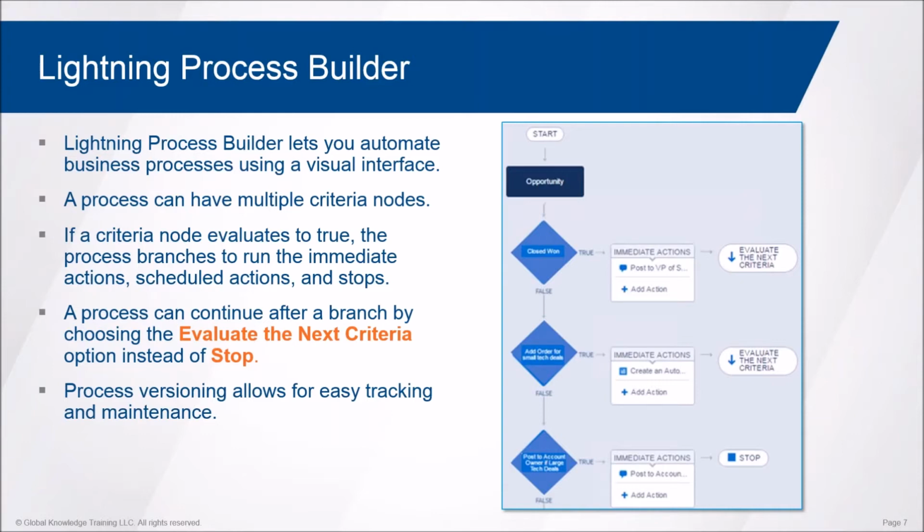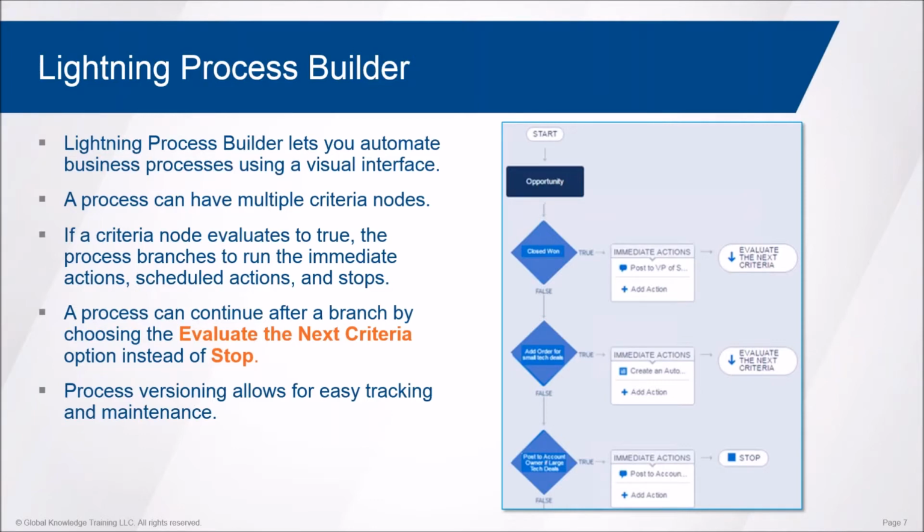We can have immediate actions, and we can have scheduled actions take place along each of those criteria nodes. A process can also evaluate to the next criteria. So in some of our previous automation tools we had available in Salesforce, we were only evaluating one set of criteria and then taking some specified actions. Now with the Lightning Process Builder, we can take a set of specified actions and then look for some additional criteria or something else about that data we're running that process on to continue to act on that information.